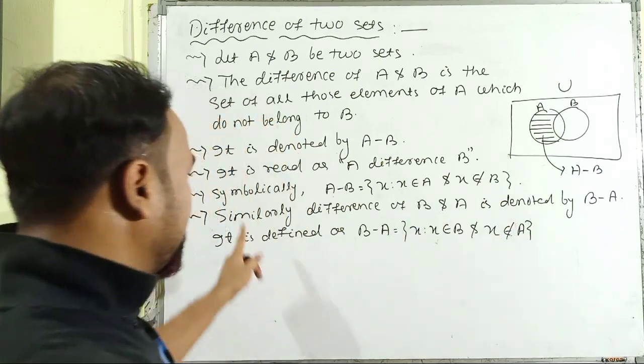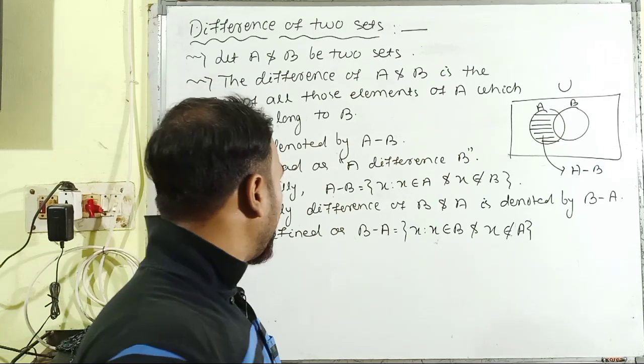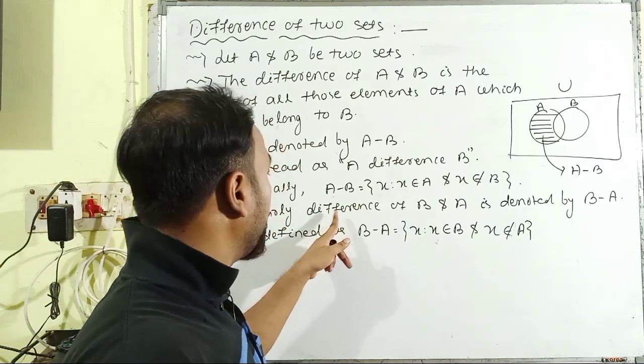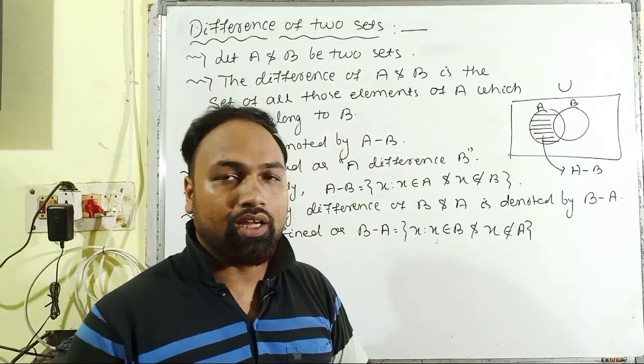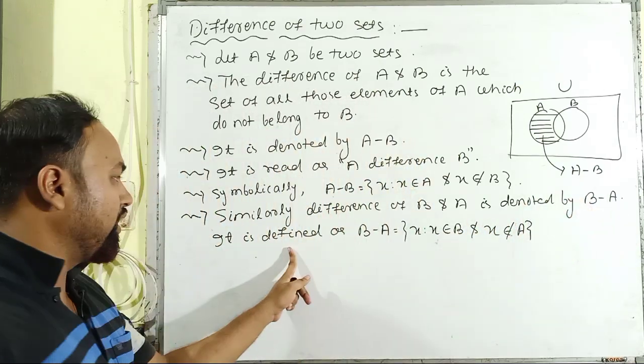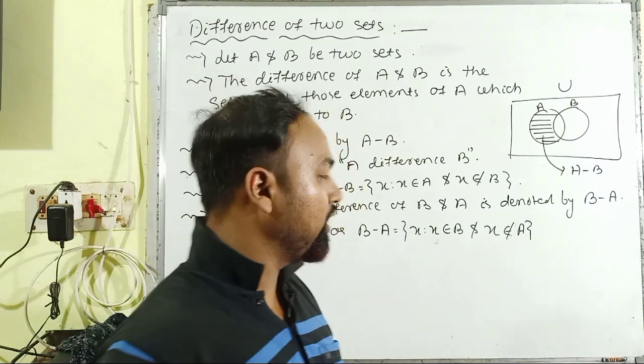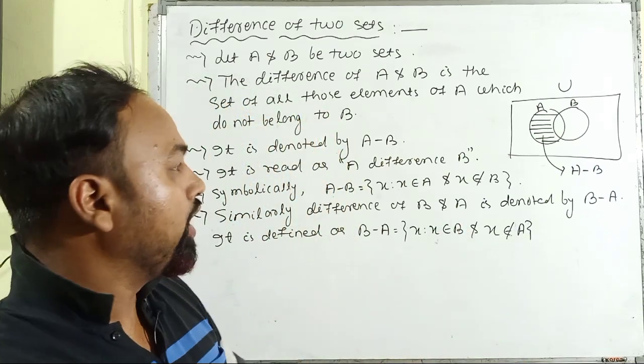Similarly, if we are trying to find out the difference of B and A, it will be denoted by B − A, and it is defined as B − A is equal to {x such that x belongs to B and x does not belong to A}.